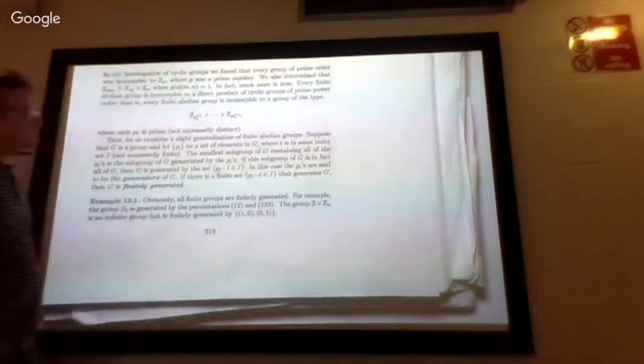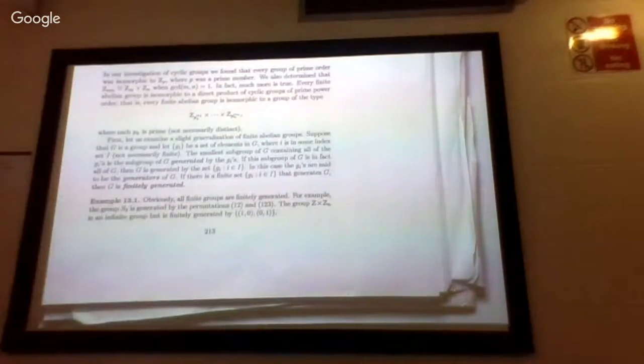This result actually doesn't just apply to finite abelian groups. We can extend this out to what are known as finitely generated abelian groups. So we don't necessarily have to have G being finite. We can admit infinite groups into this discussion, as long as they're finitely generated.